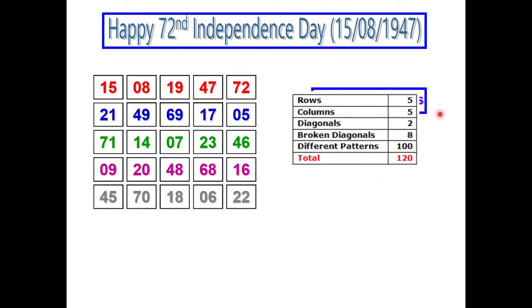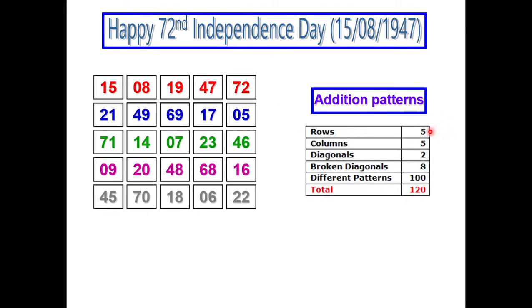Addition patterns: 5 rows, 5 columns, 2 diagonals, 8 broken diagonals, and 100 different patterns.